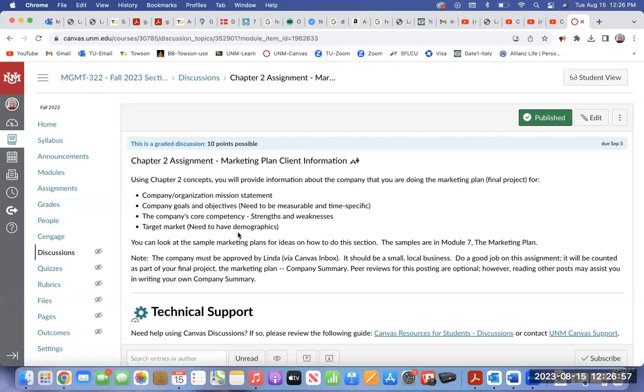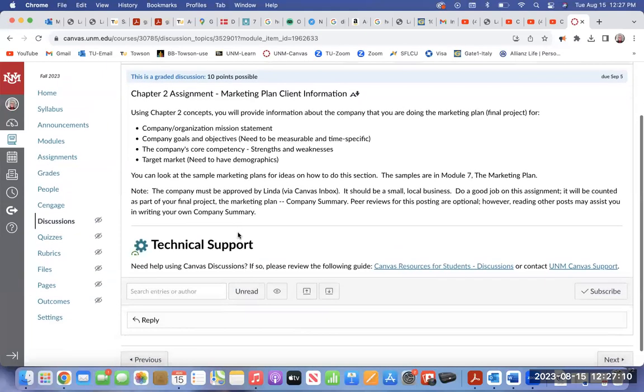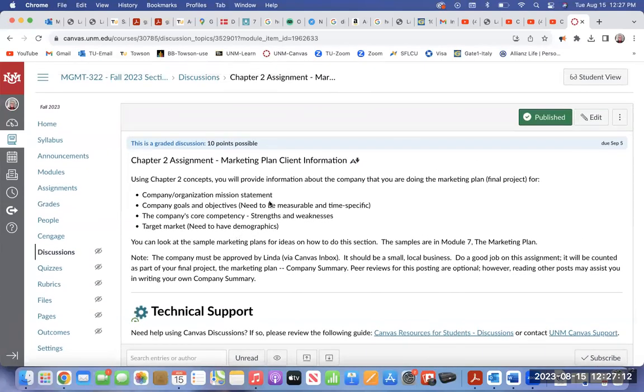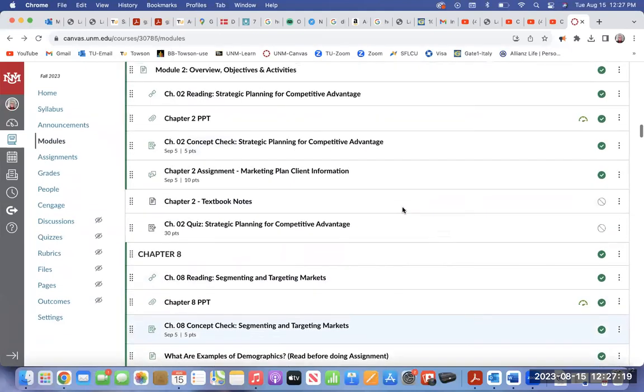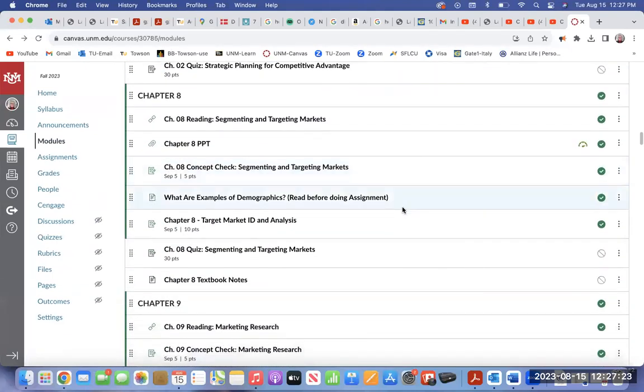We like to stay away from income, although you can say income range. We're not going to ask anybody what their income is because they're just going to be turned off by that. Don't want to do that. So this is the information you have to post during module 2. And that's the assignment for chapter 2. Okay, and then we move on to chapter 8, where you'll do the reading about segmenting and targeting your market.